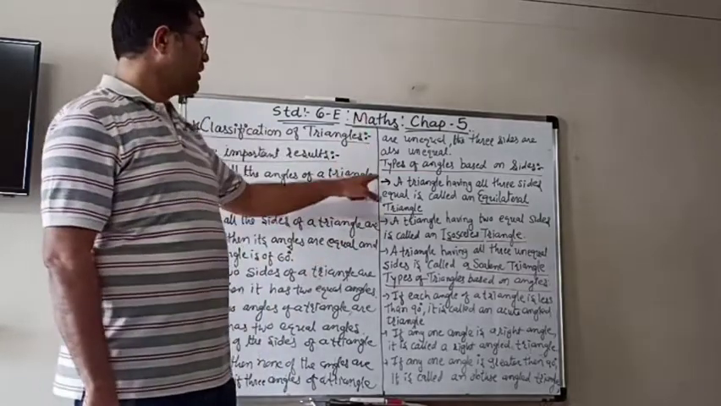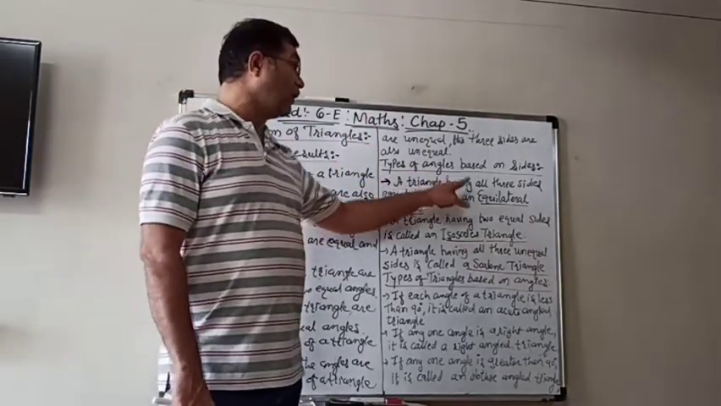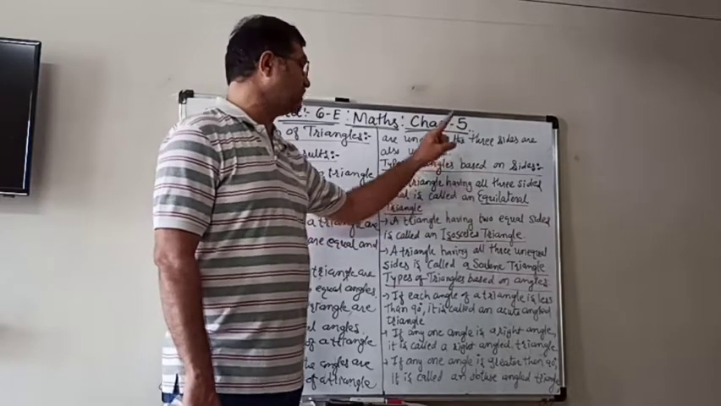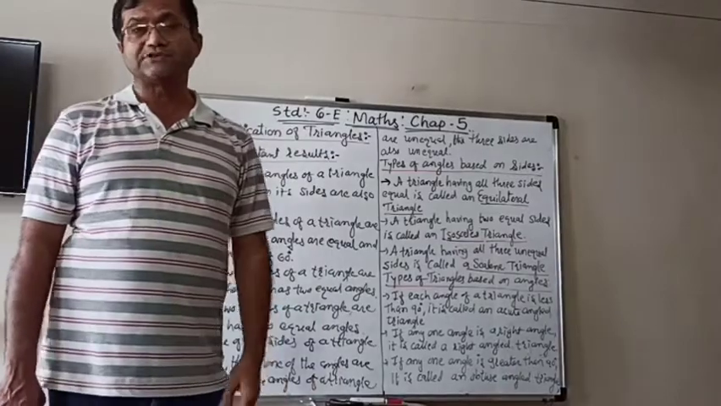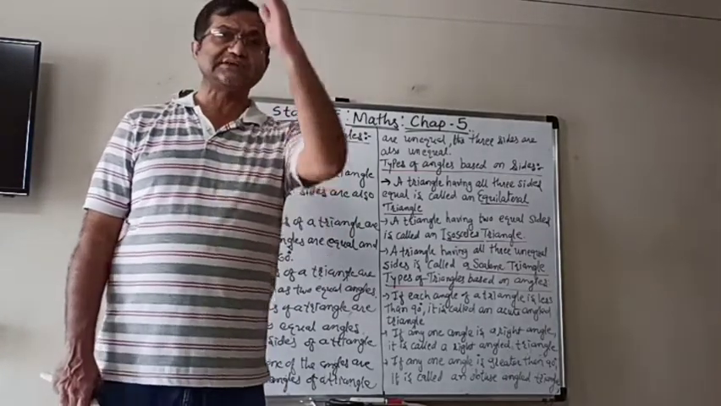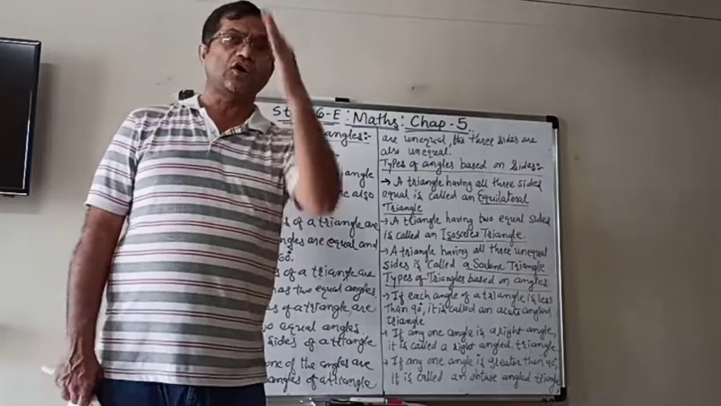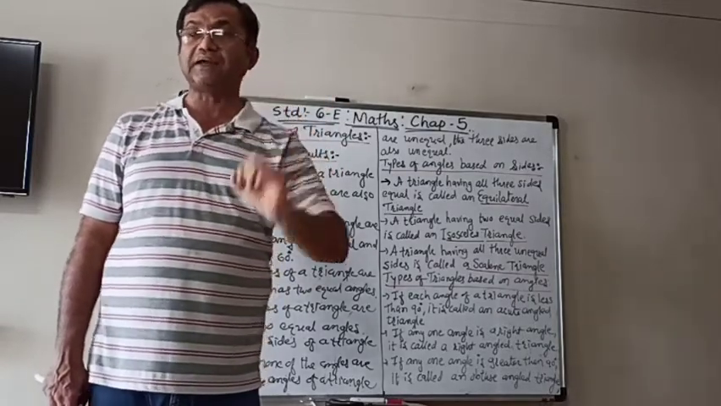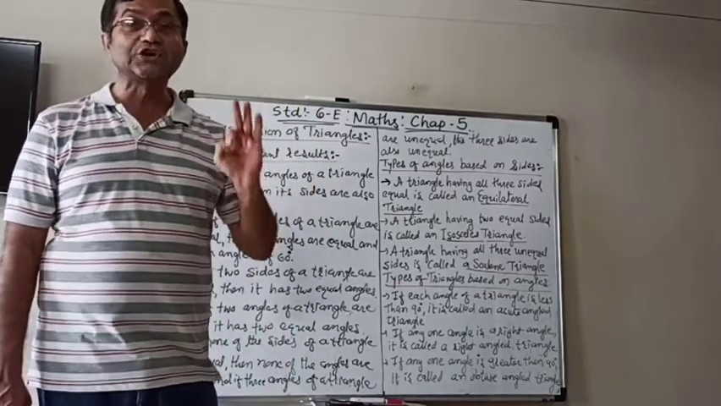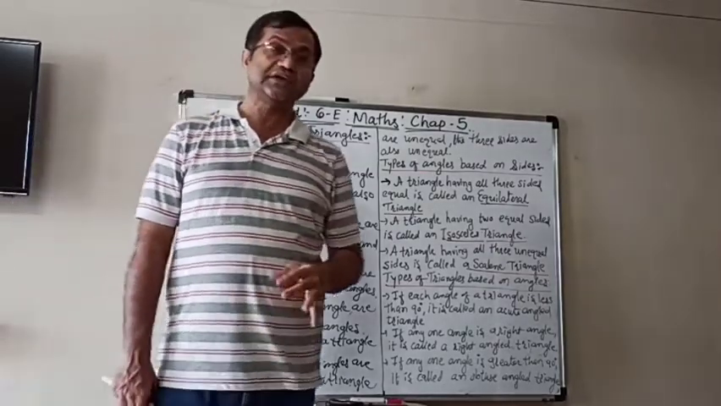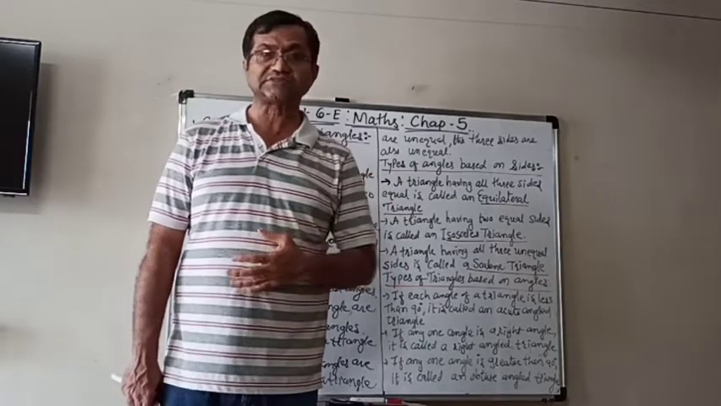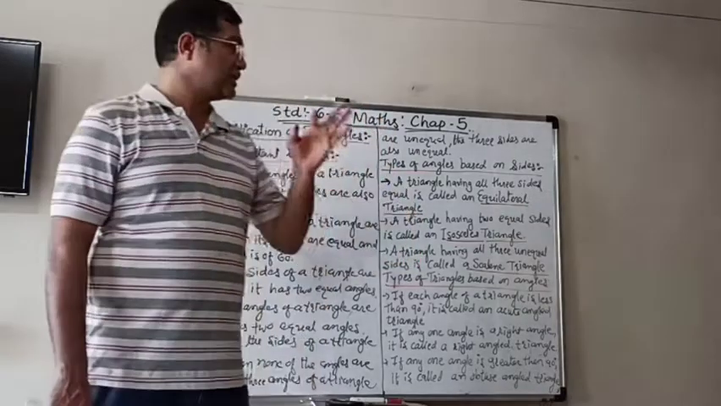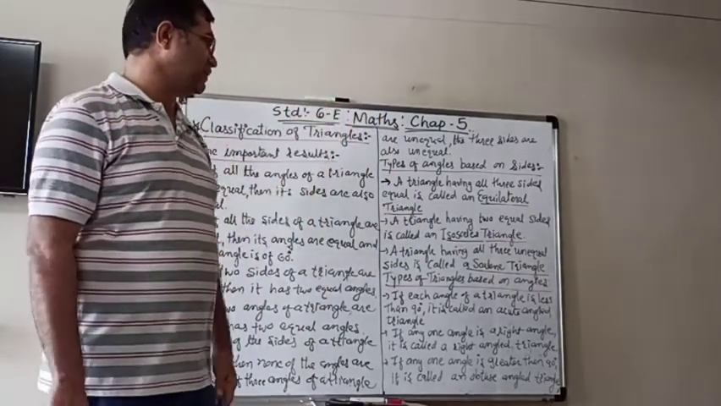First one, a triangle having all three sides equal is called an equilateral triangle. It means all the sides have the same measure, say 6 centimeter, 6 centimeter, 6 centimeter, or 8 centimeter, 8 centimeter, 8 centimeter. Then that triangle is known as an equilateral triangle. Equi means same, lateral means sides. So if all the sides are equal, then it is known as an equilateral triangle.